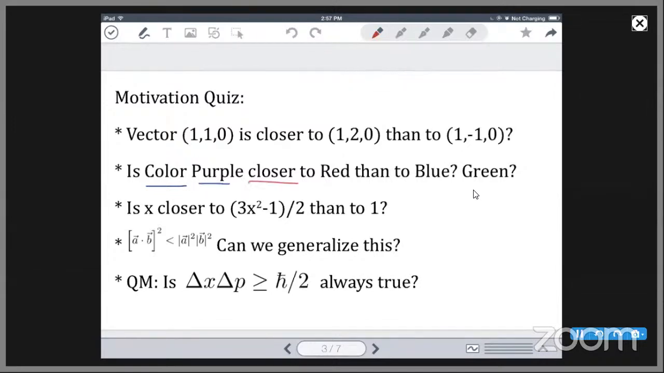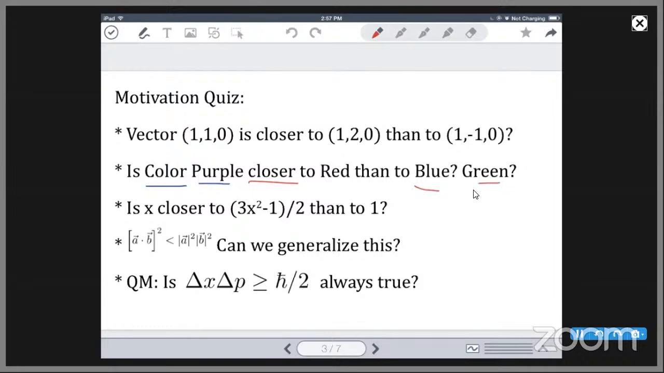You have to define something called a metric. This is different from a metric tensor. It's just a metric that helps you to measure the closeness of two different things. And they don't have to be vectors in our traditional sense of vector. They can be any kind of objects, but once you decide the metric, that helps you to know whether they're closer to one another or not. So is the color purple closer to red than to blue or green?